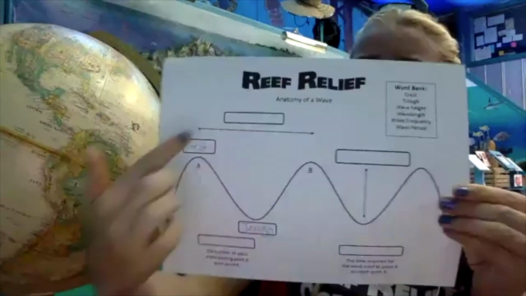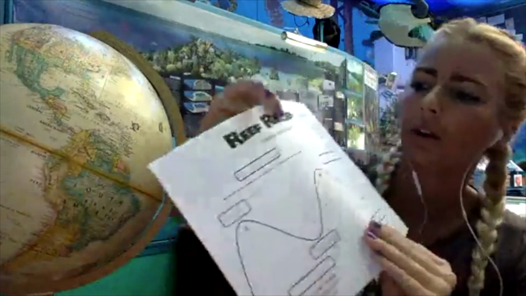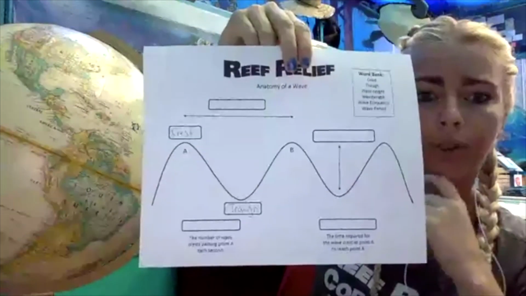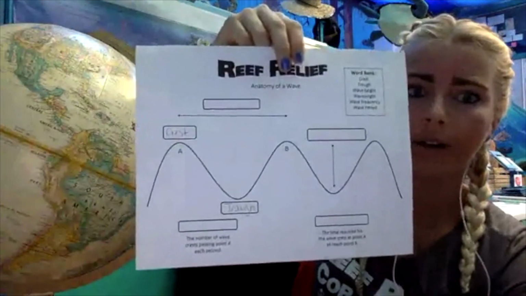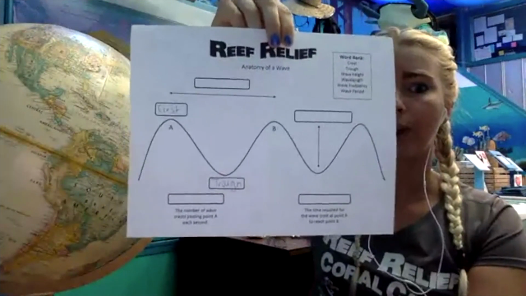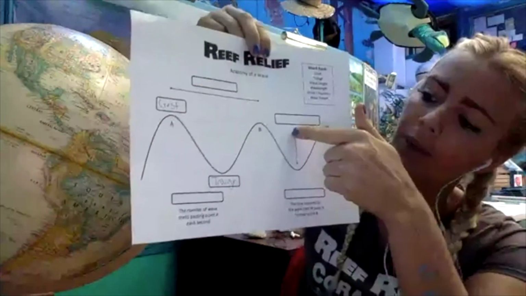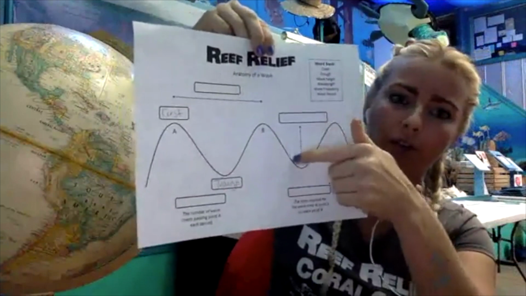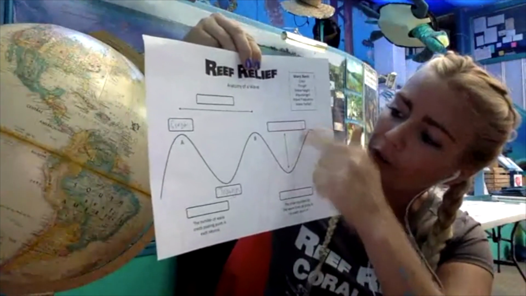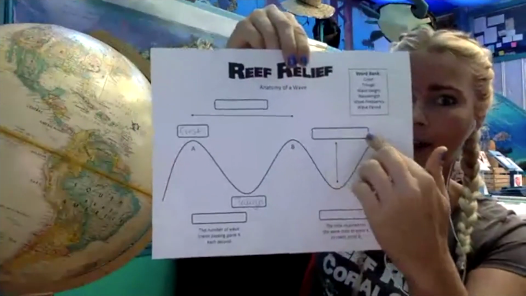All right, so we've got the crest and the trough. Now we have to figure out these four boxes here. For the wave height, go ahead and make a guess as to what you think it's going to be. I'll give you a few seconds. All right, the wave height is going to be from the crest to the trough. Your wave height is right here, from crest to trough. So go ahead and write wave height there.